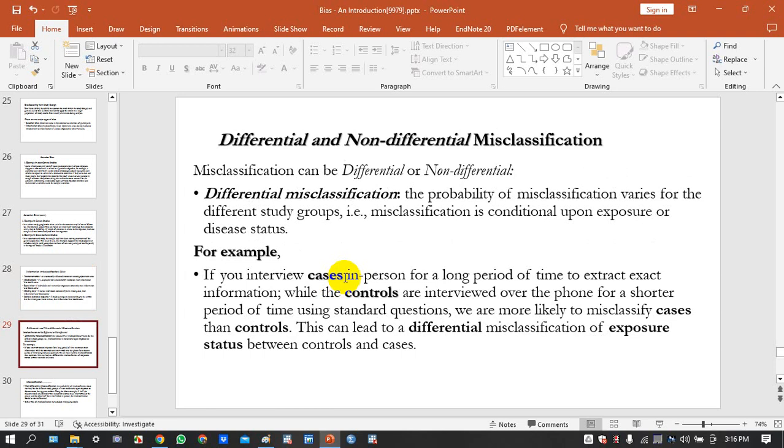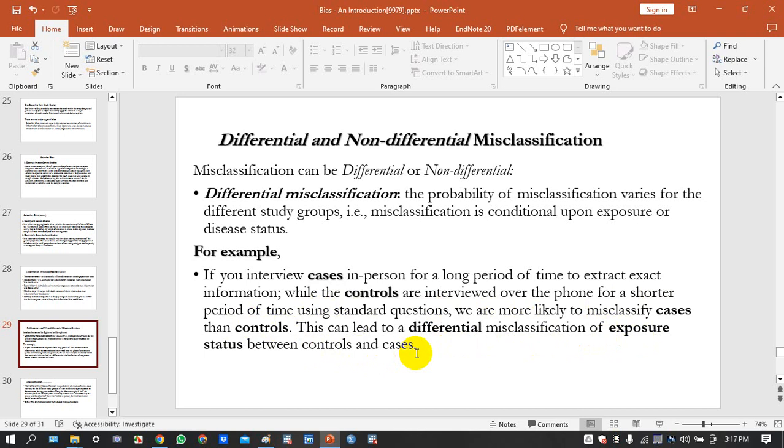So let's look at the differences between misclassification, differential and non-differential. Differential misclassification means that the probability of misclassification varies for the different study groups. Misclassification is conditional upon exposure or disease status. So if you interview cases in person for a long period of time to extract information from them, while the controls are interviewed over the phone for a shorter period of time using standard questions, we are most likely to misclassify cases differently than controls. And this can lead to a differential misclassification of exposure status between controls and cases. This is what this one means.